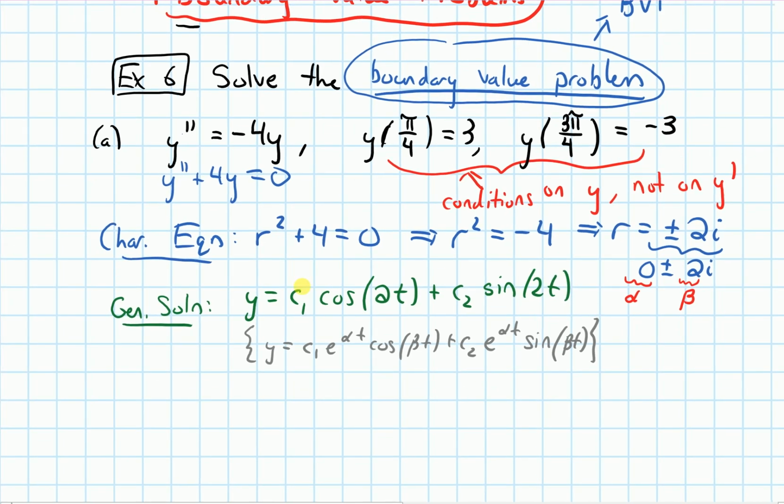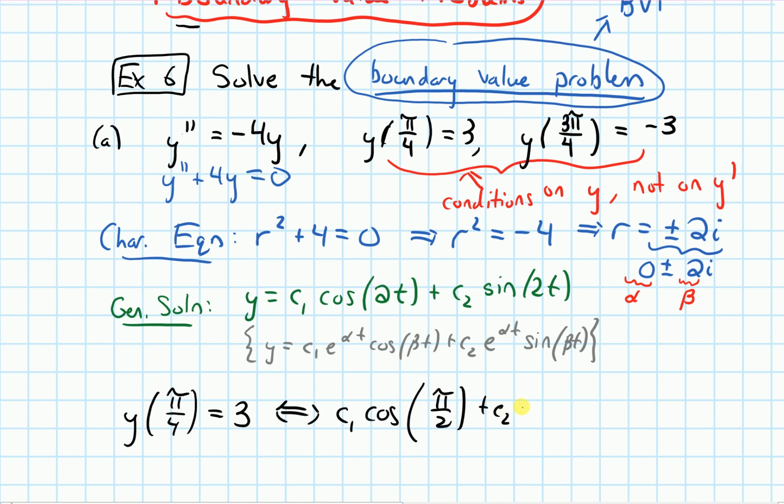Now we need to figure out what c1 and c2 are using the conditions that were given, these boundary conditions. We know, for example, that y of pi over 4 equals 3. That is equivalent to plugging pi over 4 into our general solution. That gives us c1 times cosine of 2 times pi over 4, which is pi over 2, plus c2 times sine of pi over 2. When we plug in pi over 4, we should get 3, so this whole thing equals 3.